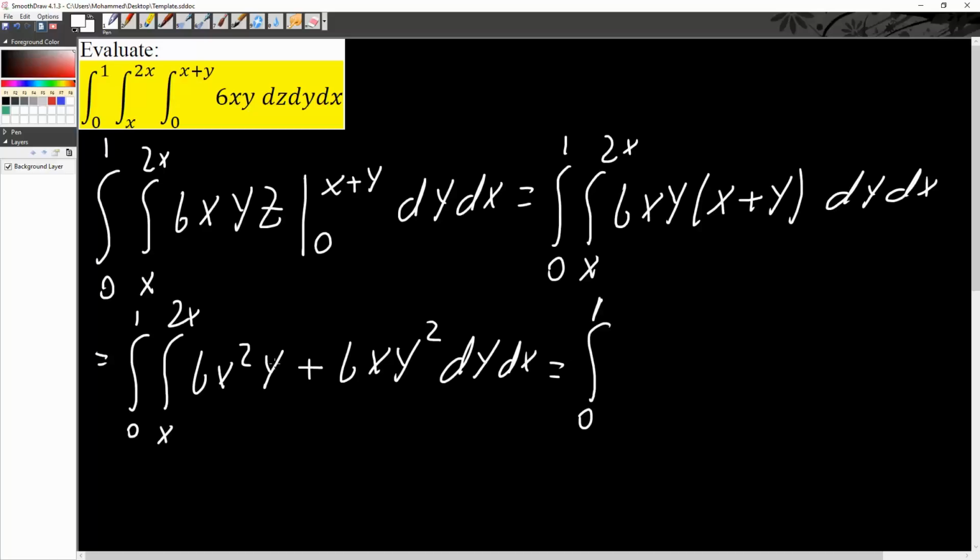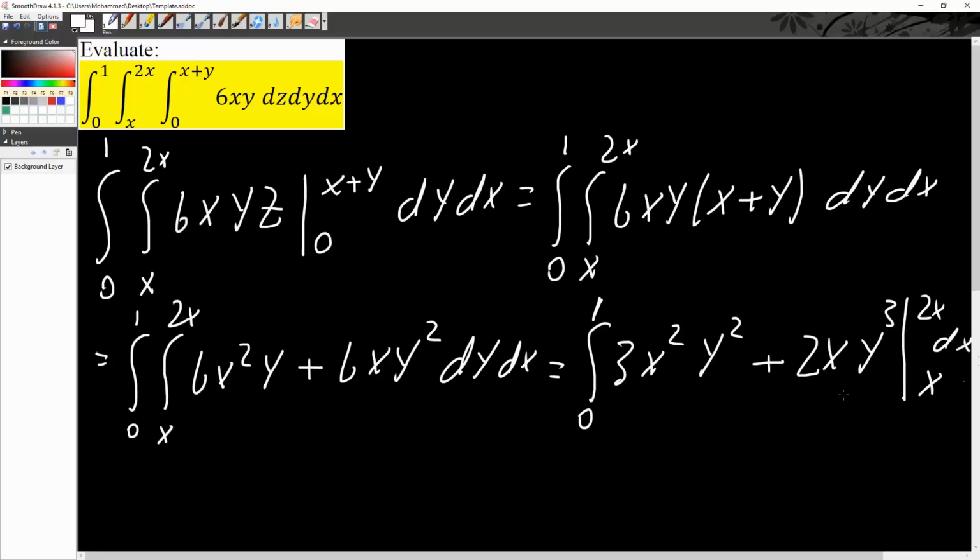When we take the integral in terms of y, we have 1 plus 1, so 2, divided by 2. So we would get 3x squared y squared, plus 2 plus 1 is 3, divided by 3, so plus 2xy cubed. Likewise, we plug in x and 2x for y, from x to 2x. And now when we plug in 2x and x, we would get the integral from 0 to 1.